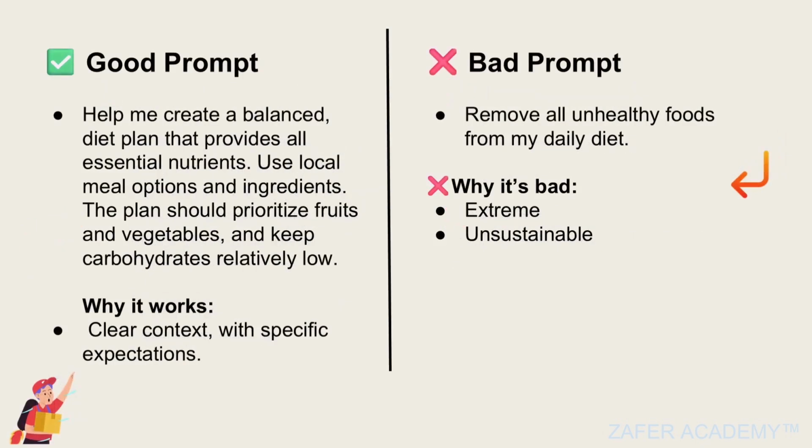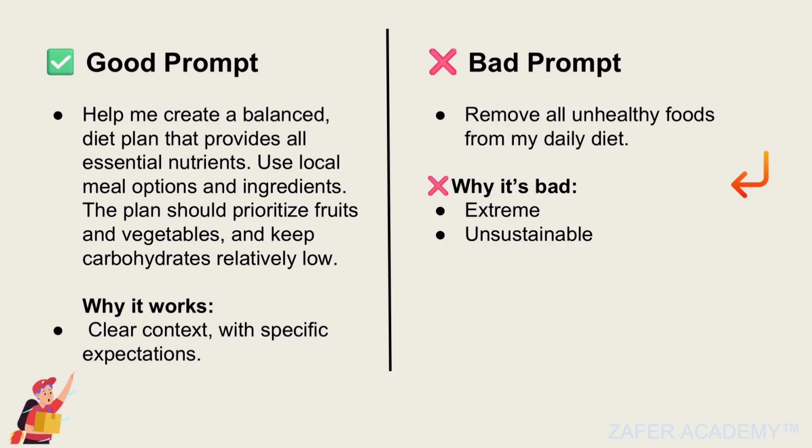Then let's look at this other example of a good prompt here. It says, help me create a balanced diet plan that provides all essential nutrients. Use local meal options and ingredients. The plan should prioritize fruits and vegetables. Keep carbohydrates relatively low, right? Clear context with specific expectation. A bad prompt in this case is remove all unhealthy foods from my diet.